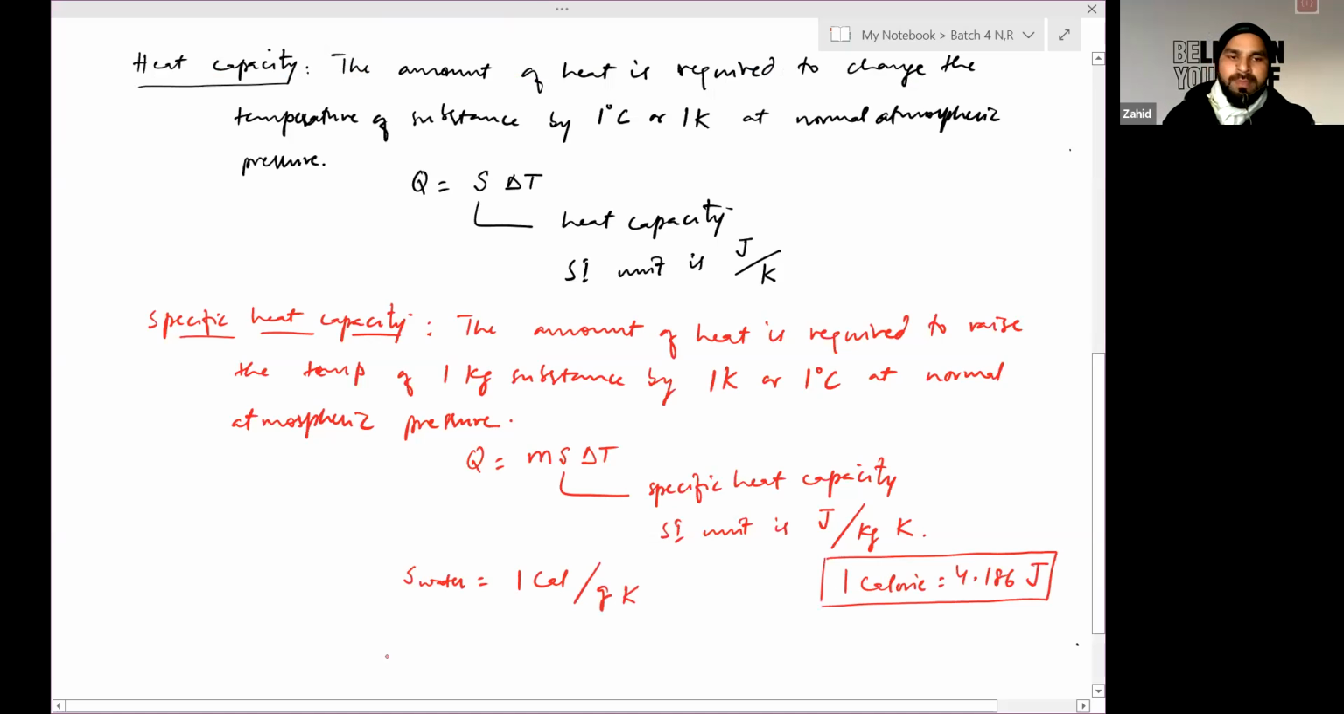Similarly, specific heat capacity for ice and specific heat capacity for vapor equals 0.5 calorie per gram per Kelvin. Is it clear?